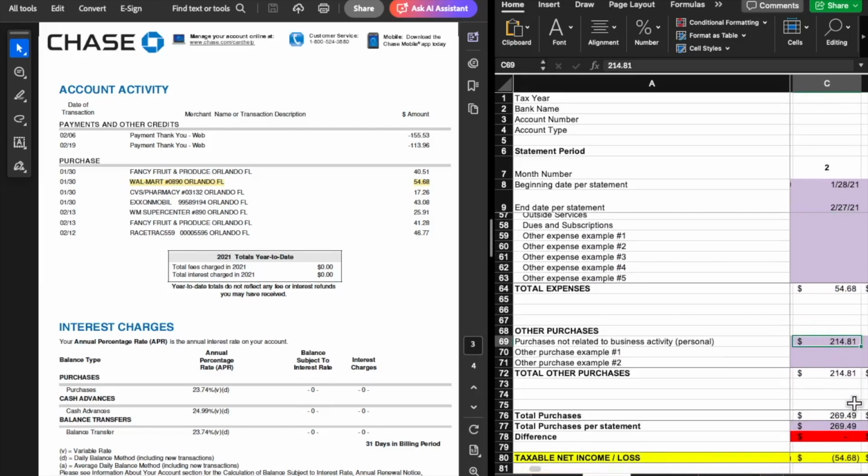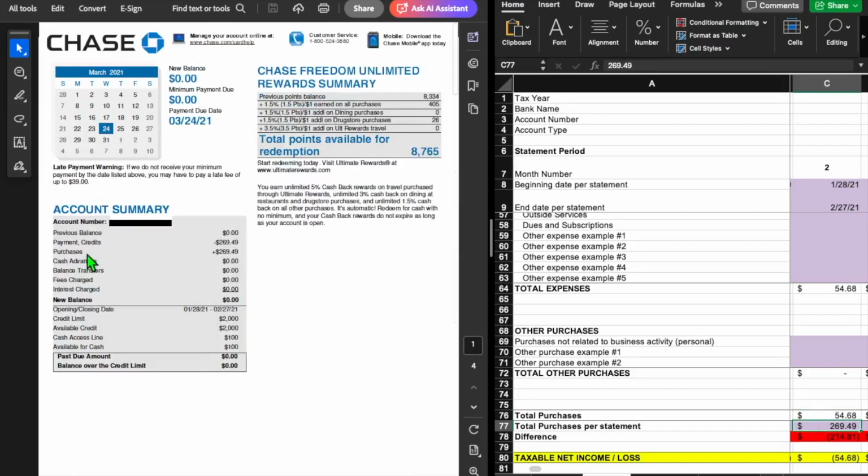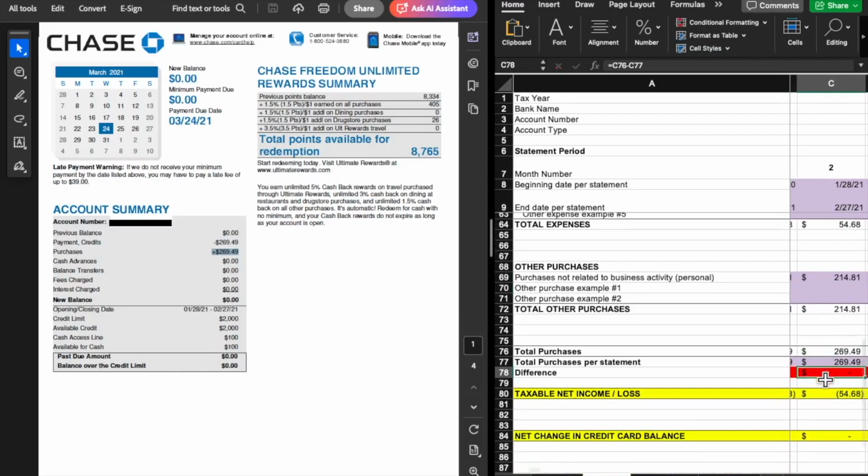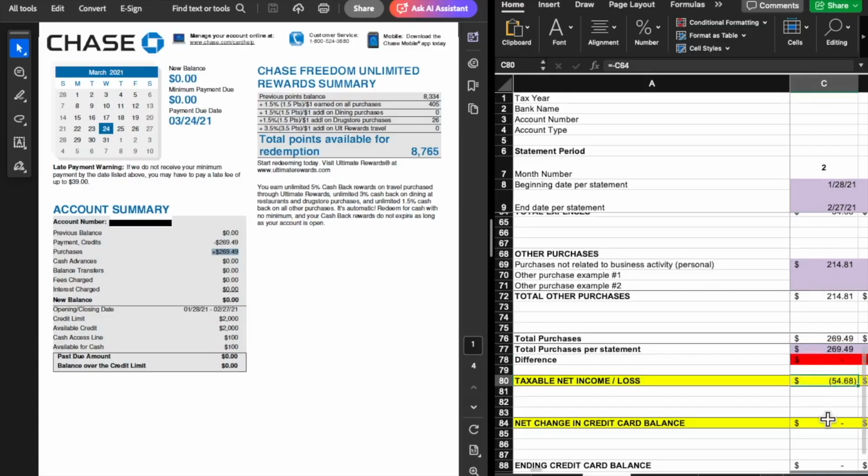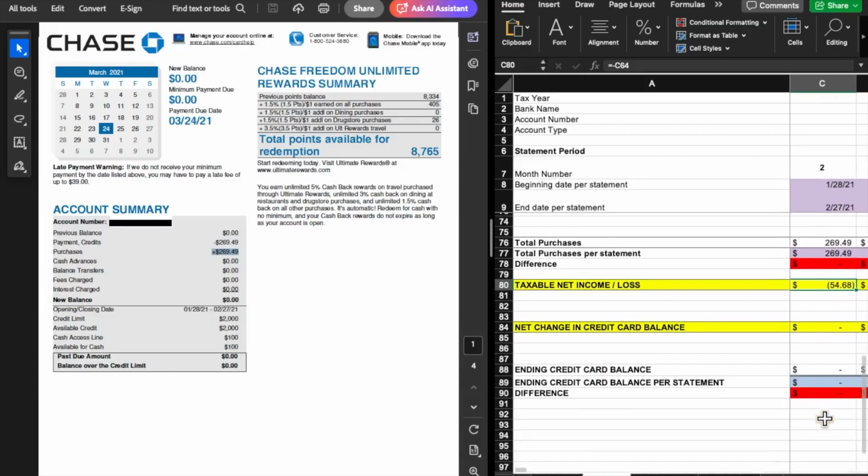Then again, instead of just writing everything out, we just see what the difference is between our business expenses and the total purchases per the statement, which is right here. And that's going to be 214. So we're going to put 214 right there. That's how much money we spent on expenses that month.